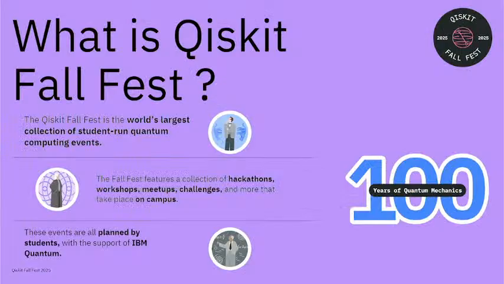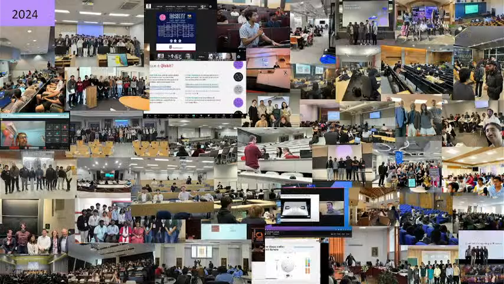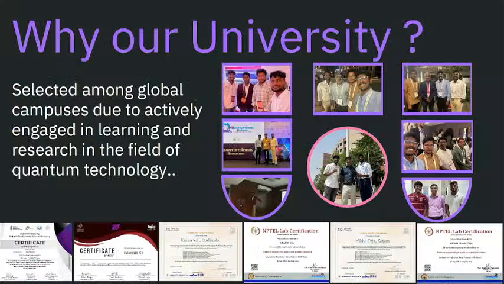So, what is Qiskit Fall Fest? The Qiskit Fall Fest is the world's largest collection of student-run quantum computing events. This Fall Fest features workshops, challenges, hackathons, meetups, and many more. This is a snapshot of the 2024 Qiskit Fall Fest edition across the globe. You can see many foreign universities across the globe representing quantum computing.